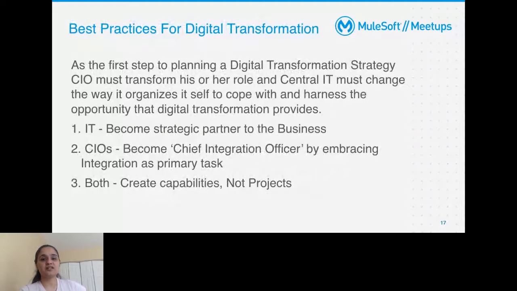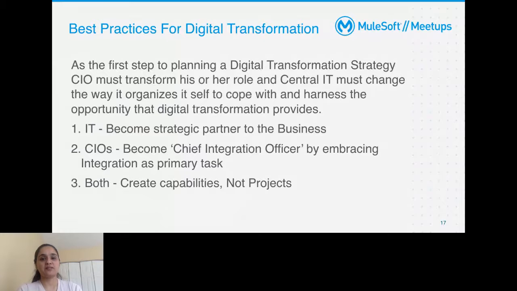So, the best practices for digital transformation. What's the first step of planning a digital transformation strategy? The first step is to start with the CIOs and the central IT. CIOs must transform their role from chief information officer to chief integration officer to make digital transformation happen. Central IT must also change the way it organizes itself to harness the opportunity business transformation provides. IT needs to become a strategic partner with the business, as we discussed in the last slide. CIOs need to become chief integration officers by embracing integration as a primary task.